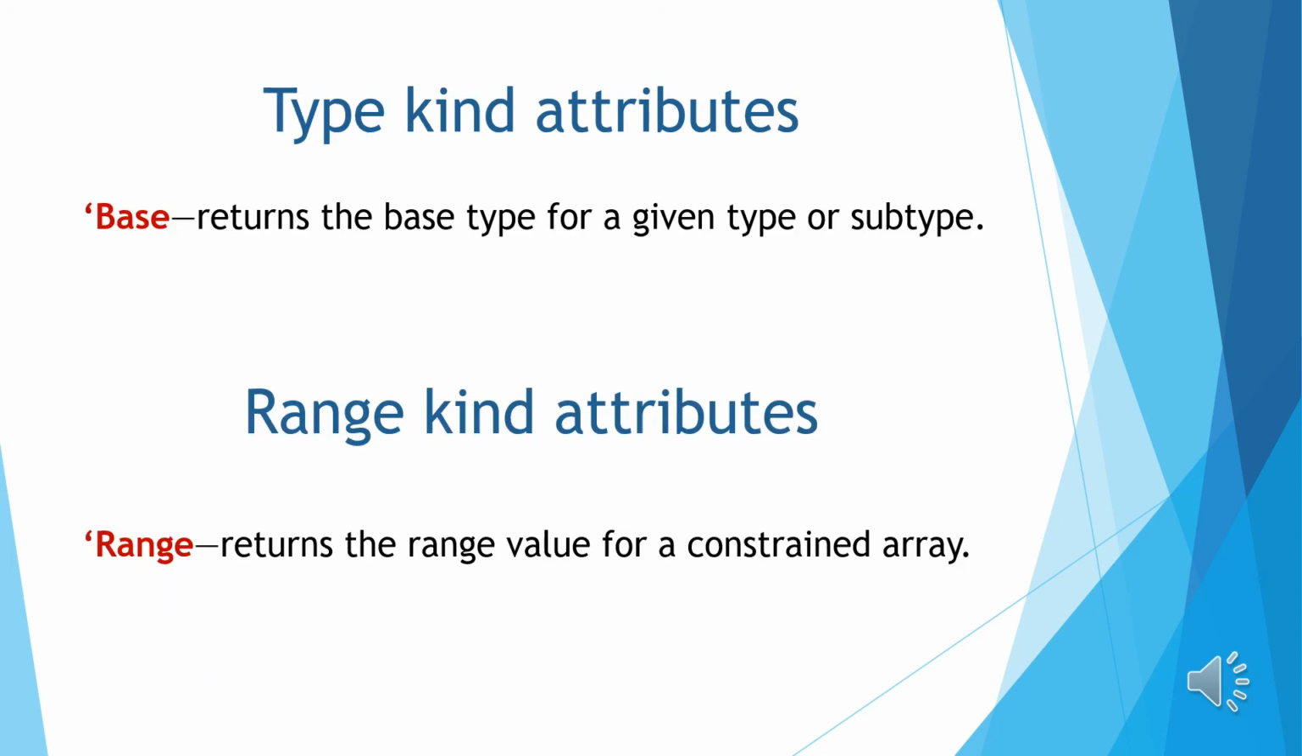Type kind attributes return the base type for a given type or subtype, and for that the attribute used is tick base. Range kind attributes return the range value for a constrained array, and the attribute used is tick range.